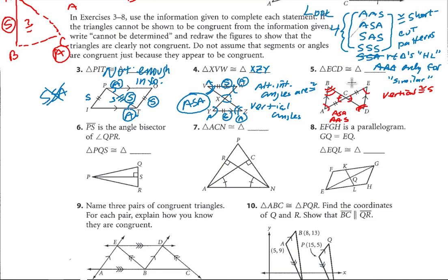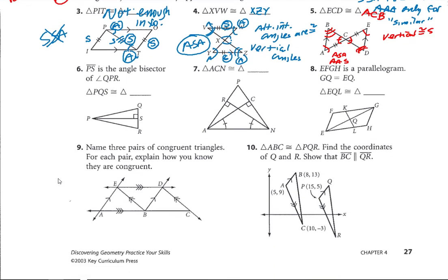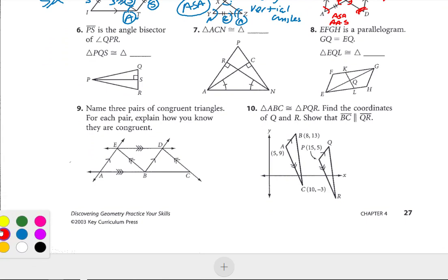We don't have enough for side-angle-side, I don't believe, no. Looking at number six, PS is an angle bisector. That gives us two congruent angles there at the vertex. And let's see, we have the reflexive side between the two, and we got the right angle. Right angles are congruent, so that gives us an angle-side-angle pattern. So triangle PQS is going to be congruent to triangle PRS.